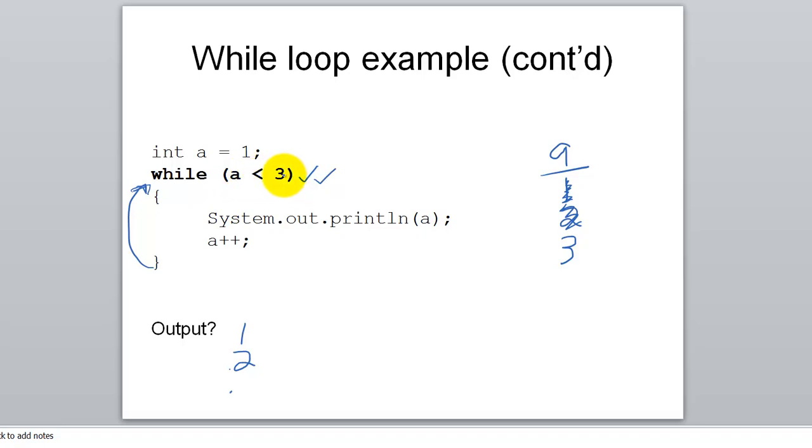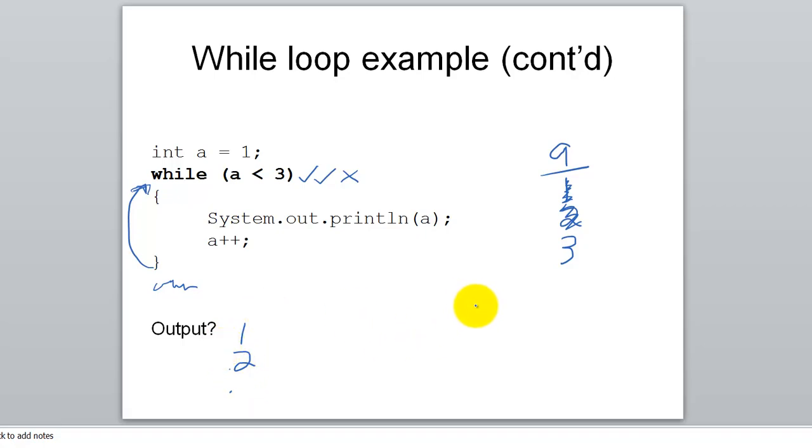Is a less than 3? Well, a is 3. 3 is not less than 3. So this will not run a third time, which means that we are done. We're not going to do this again, and now execution of our code moves down here, and if there was more stuff down here, that's what we would do next, but there's not anything yet. So that's the output of our code. It's going to print a 1, it's going to print a 2, and that's it.